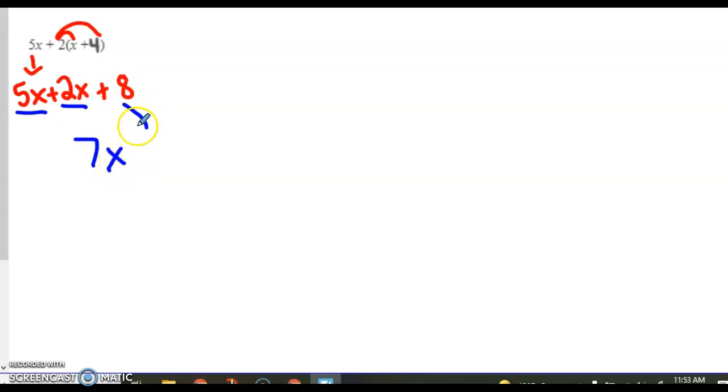But I can't add the 8 to it and get, I don't know, what is that, 15 x's? It doesn't make sense. You can't take 7 x's plus 8 numbers and combine them together to get 15. Those are not like terms. They cannot be added together. So this would be your final answer, 7 x's plus 8 numbers.